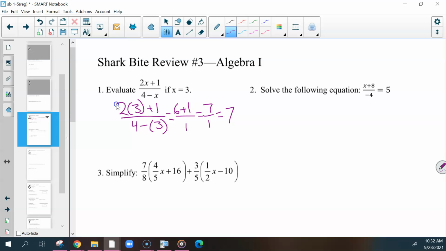For number 2, to get this out of fraction form, multiply both sides by -4. And then subtract 8 on both sides. You get -28.